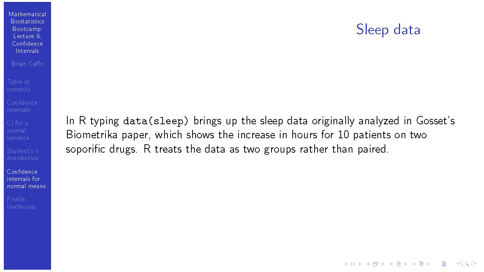So the sleep data shows the increase in hours slept for 10 patients on 2 sleeping drugs. R treats the data as 2 groups rather than paired, and I have to admit, I haven't taken the time to go through and figure out exactly why there's a discrepancy between when you read Gosset's Biometrika paper, which treats the data as paired, and R, which treats it as 2 groups. I haven't gone through the details, so I'm going to treat it exactly like Gosset's data.